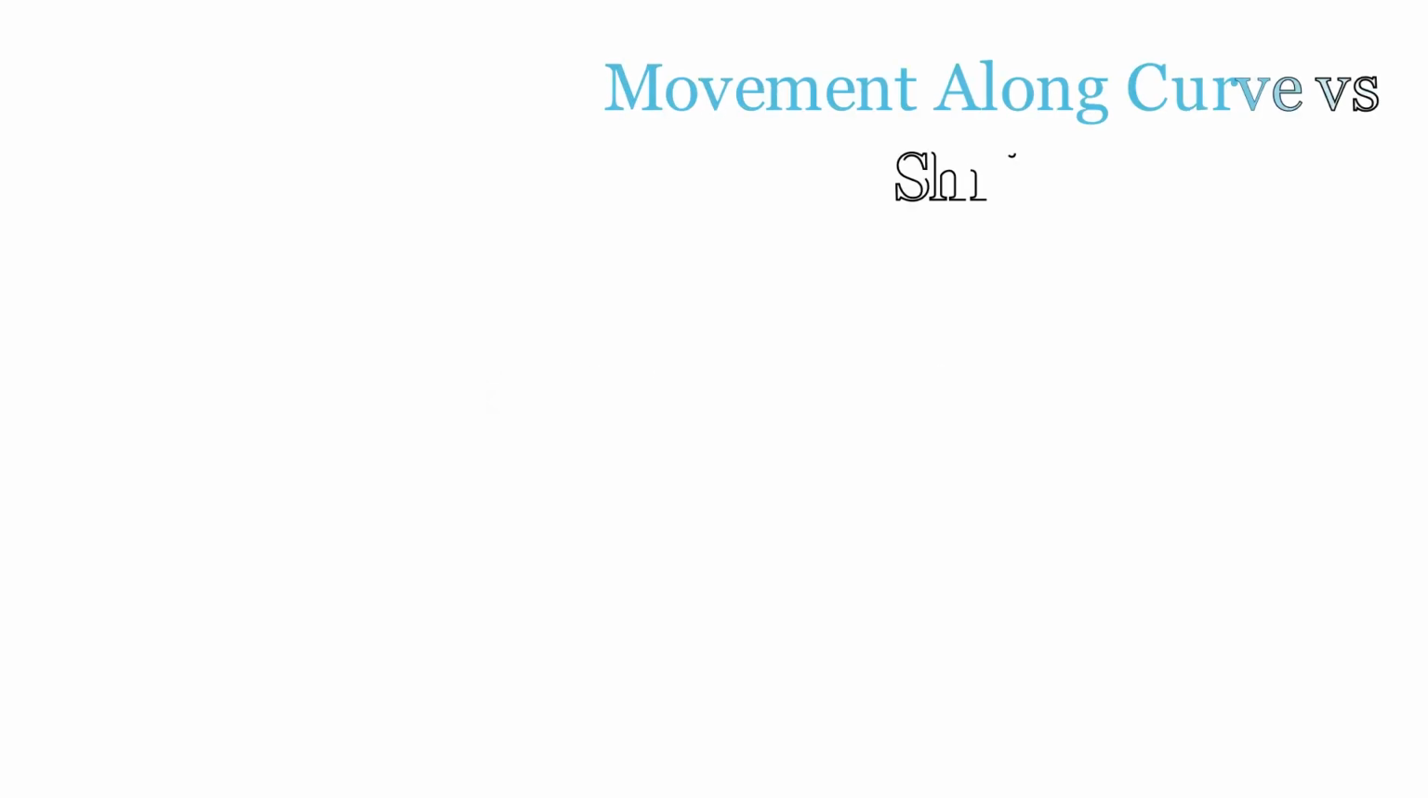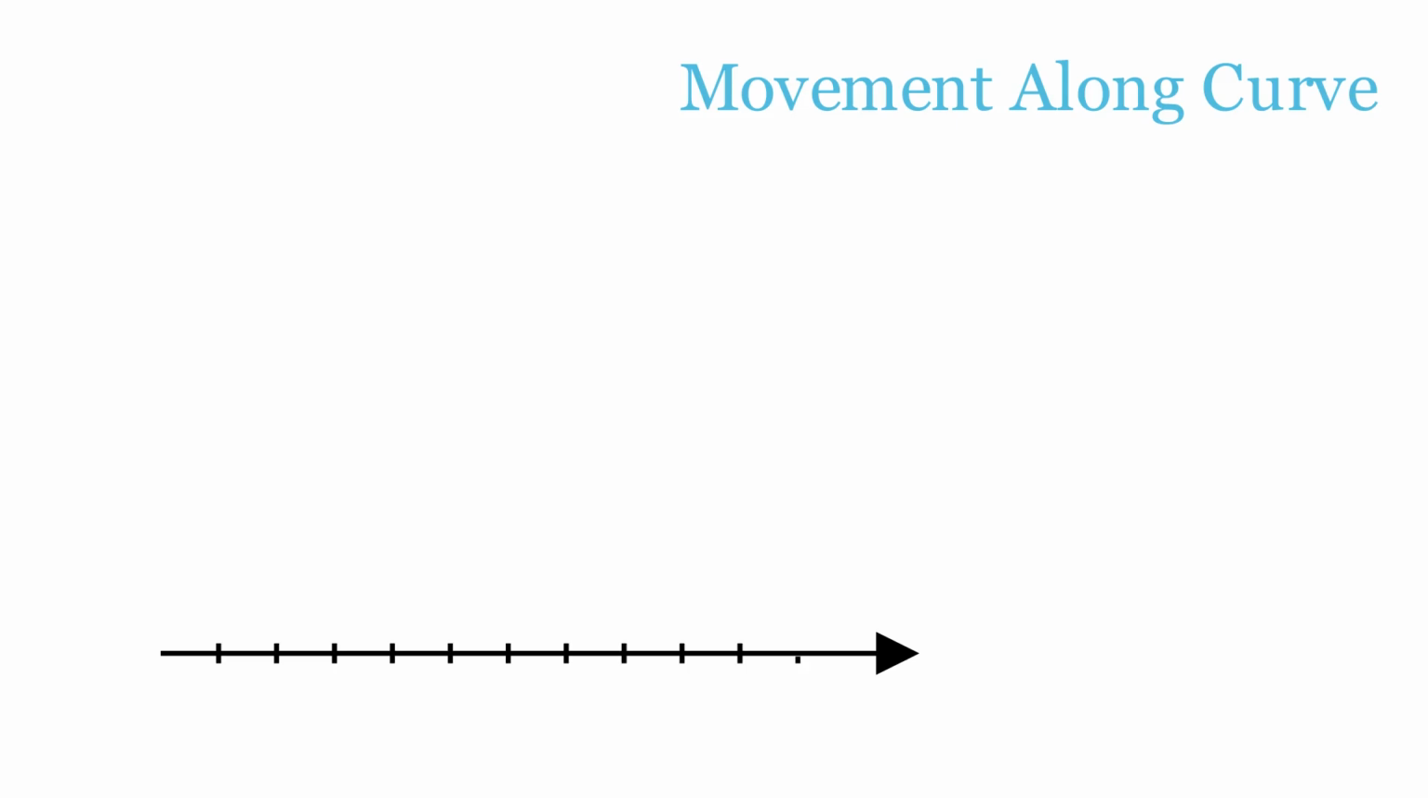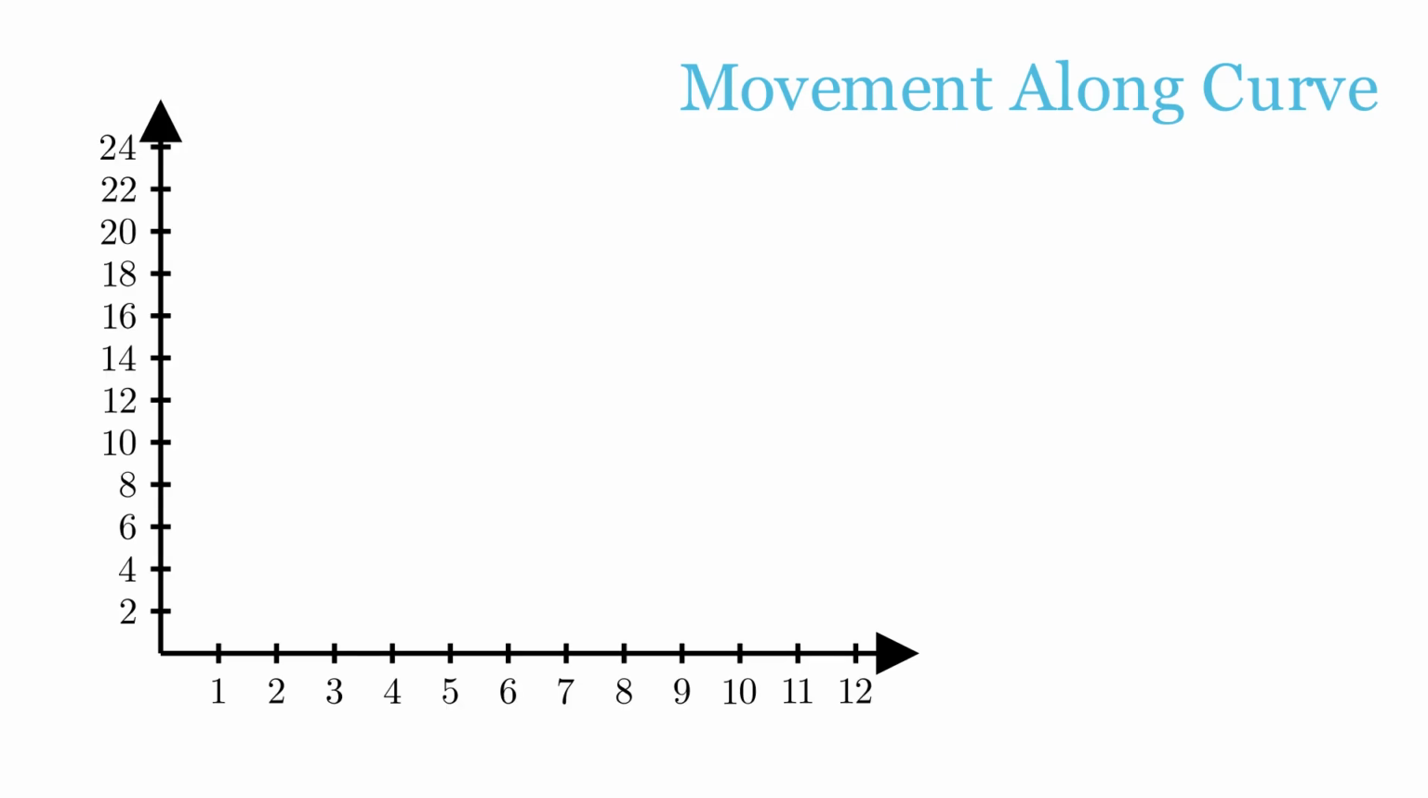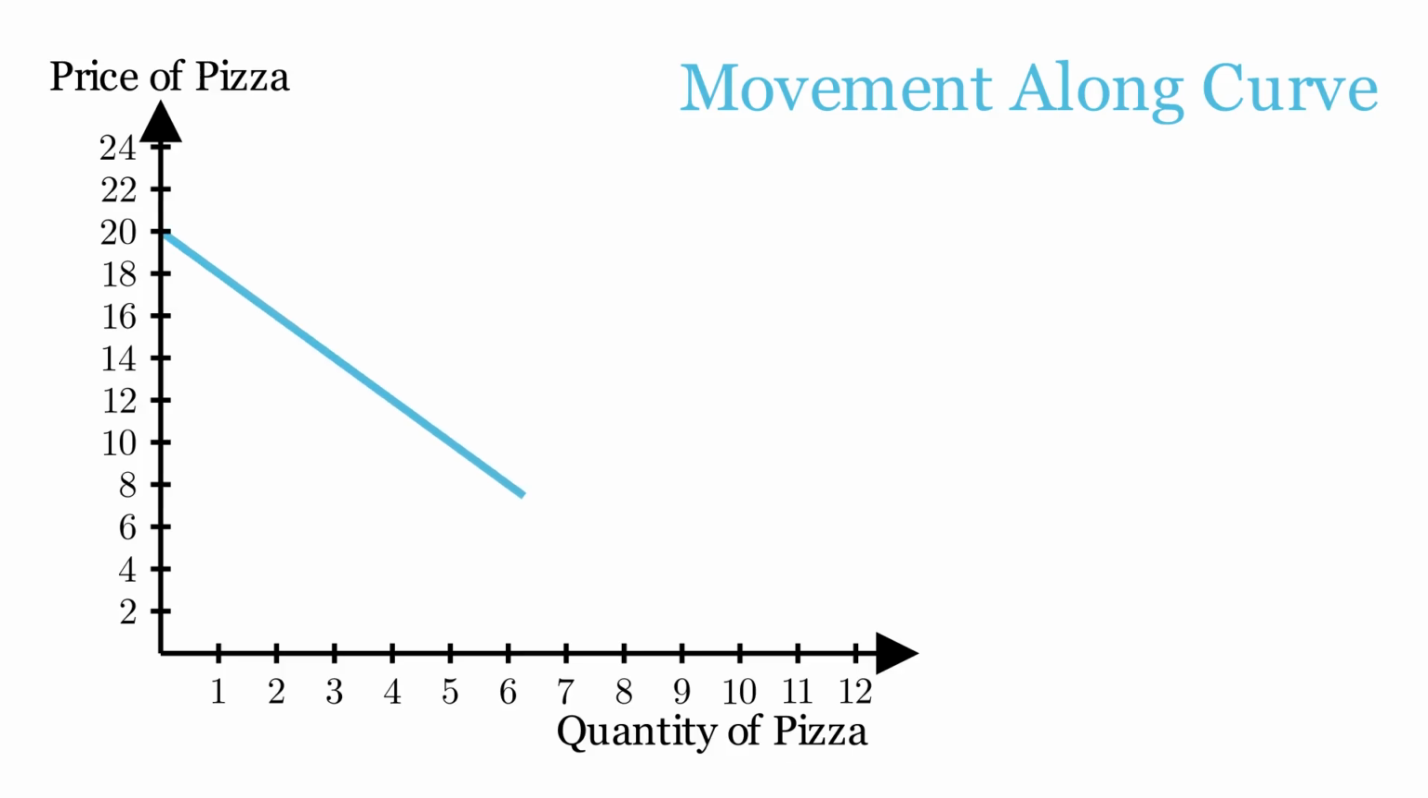Hello everyone. In this video we will understand the difference between movement along the curve and shift in demand. Let us first understand movement along the demand curve using a graph and equations. In this graph, on the vertical axis we have the price of pizza and on the horizontal axis we have the quantity of pizza. We draw a demand curve and mark a point on it.